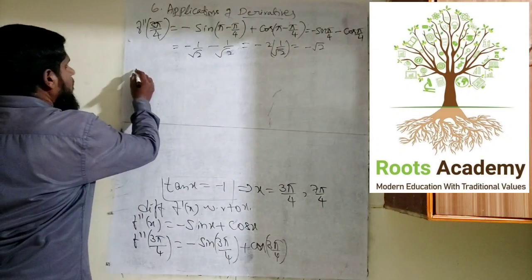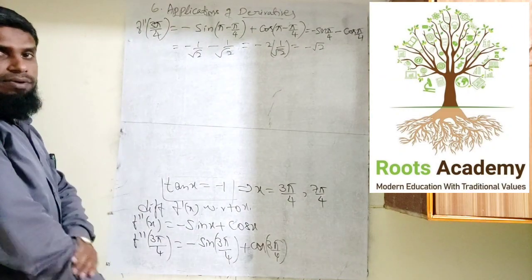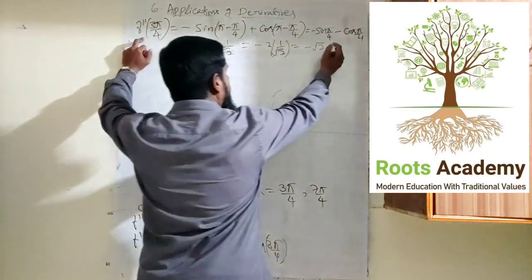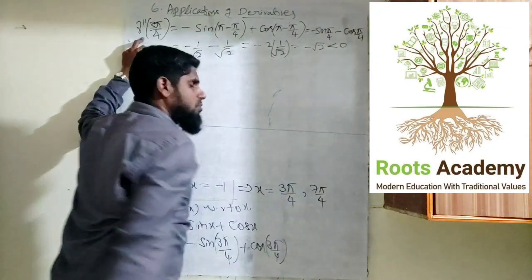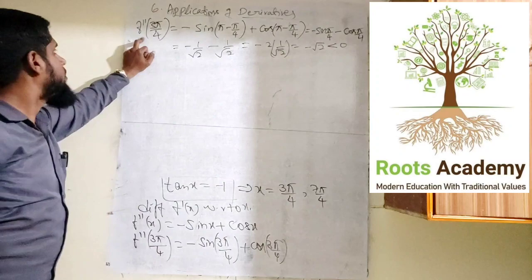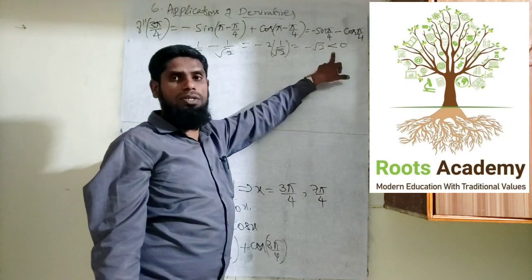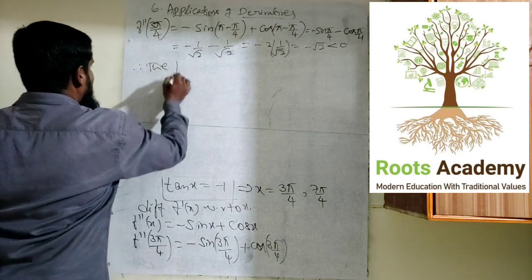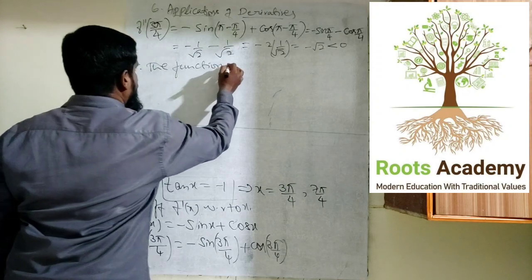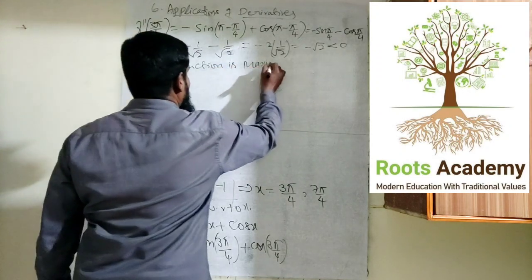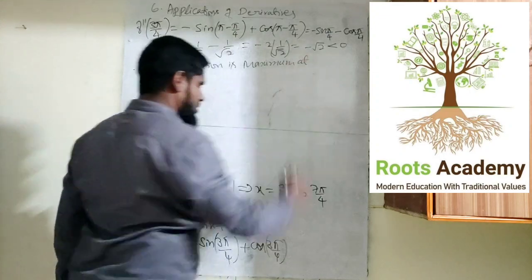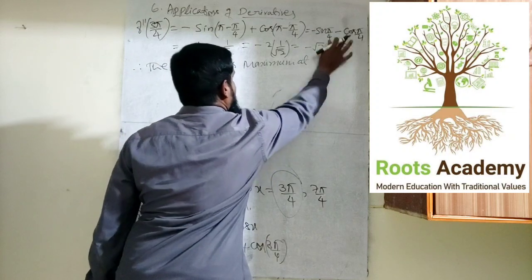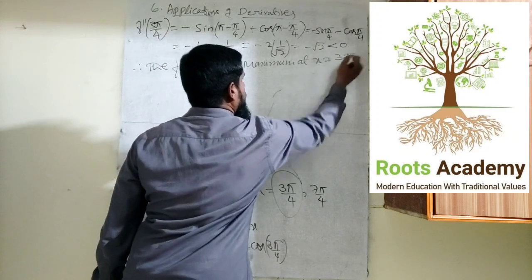Next, in the second order derivative test, we know that whenever we get the second order derivative less than 0, then the function is maximum. Therefore, the function is maximum at x is equals to 3 pi by 4.